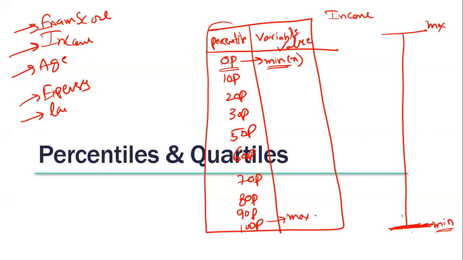Look at this, all of you. Min and max values can be called 0 percentile and 100 percentile. Think about it carefully once again. 0 percentile is the minimum value. 100 percentile is the maximum value.